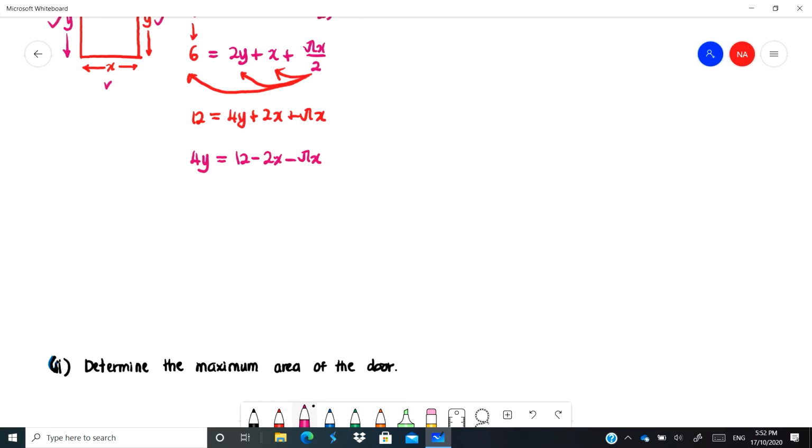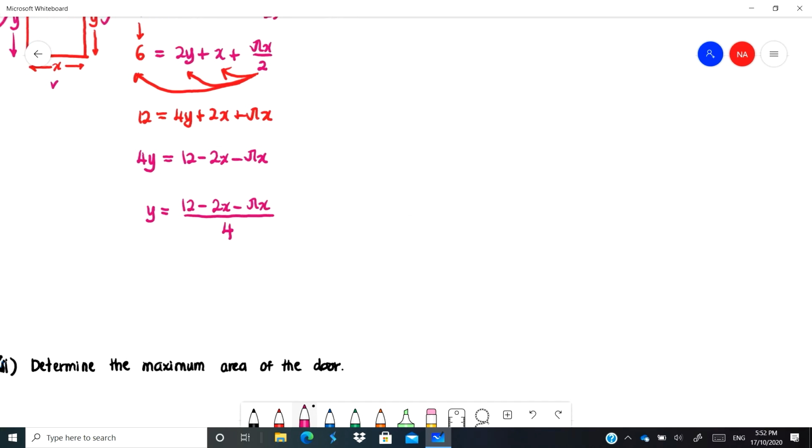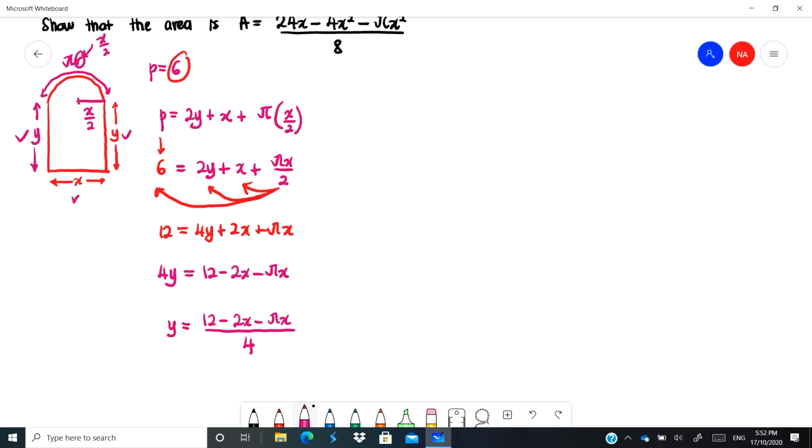Please do it carefully, otherwise you'll make careless mistakes. We move the 4 to the denominator, so we have the whole thing over 4. Now we have y in terms of x.